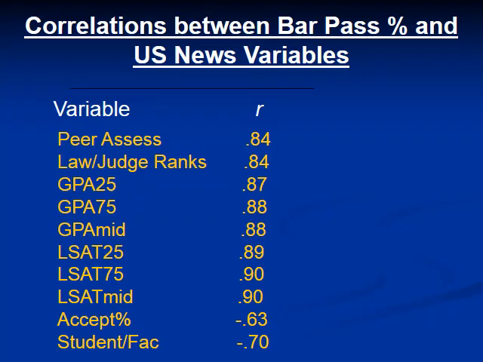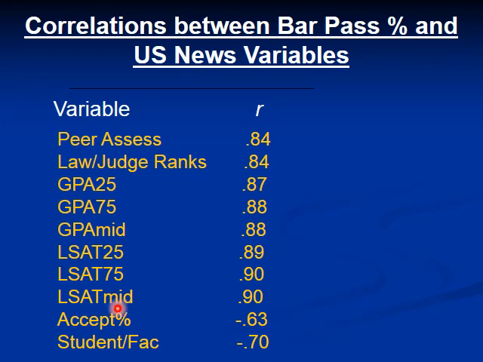And the last couple of slides here are very interesting to law students because they have to do with correlation between various U.S. News variables and bar passage rate. So we see there's a high positive correlation of 0.84 here between peer assessments of law schools and bar passage percentage among students. Also a high correlation between lawyer and judge rankings versus bar passage rates. And in fact, even higher correlations than that, right, with the GPA and LSAT scores related to bar passage rate.